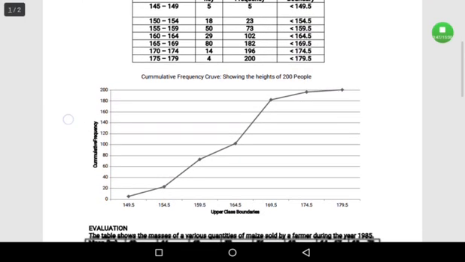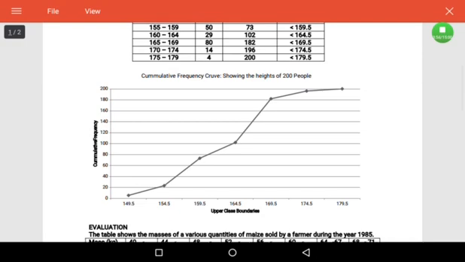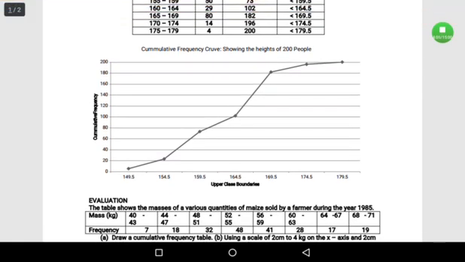Okay, so now the next thing to do is to plot the ogive. So the first thing you need to do here is to draw a vertical line and you name it cumulative frequency using the graph sheet, not a plain sheet or a ruled note. No, a graph sheet will solve this correctly. So you rule a vertical line, name it cumulative frequency.